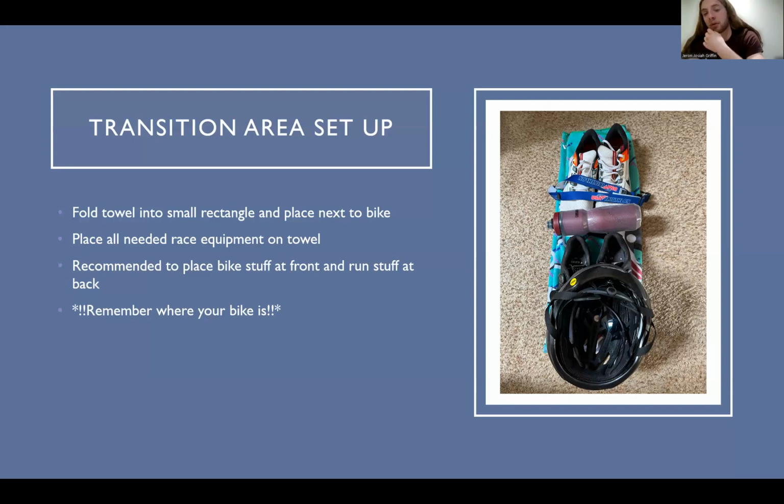Definitely recommend having your bike stuff towards the front, your running stuff towards the back because you're going to do your bike first. I usually stick my water bottle in my water bottle cage already, so that it's just ready to go. Yeah, this was just an example. Usually I have two water bottles. I have one in my bike cage and then one in my transition area just in case.